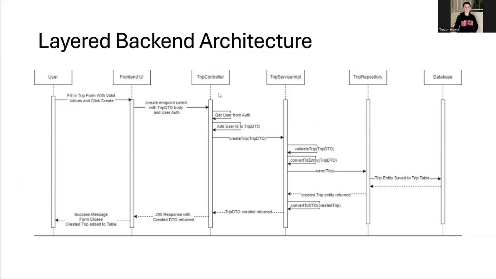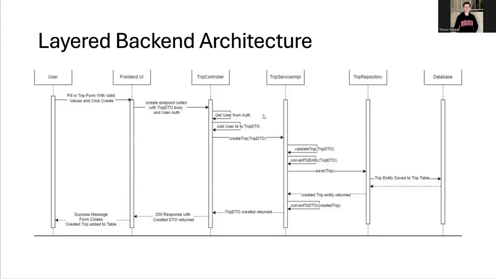user authentication. When it gets to the controller, our trip controller in the back end is going to handle the request and response logic. So it's going to get the user from the authentication. It's going to add the user ID from that authentication to the trip data transfer object. And then it's going to validate that the input is in a valid HTTP request format as well, but that's more implicit to the controller setup. And then it's going to call our service.